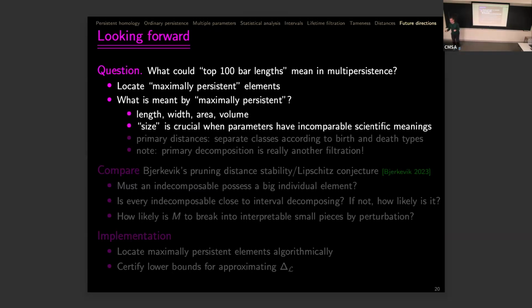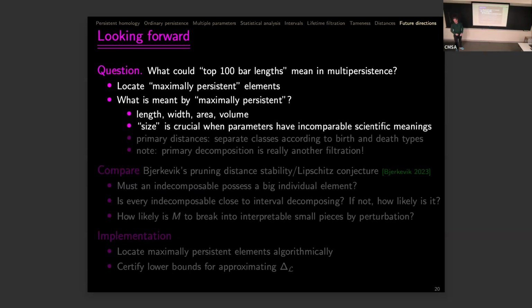Well, now you're in multiple parameters, so it depends on what you mean. It could mean length, because now you have multiple parameters, so you're looking at regions in some parameter space. You could ask for the diameter of the region to be as big as possible. You could ask for the area of the region to be as big as possible. You could ask for its volume or any measure of size that you wish.